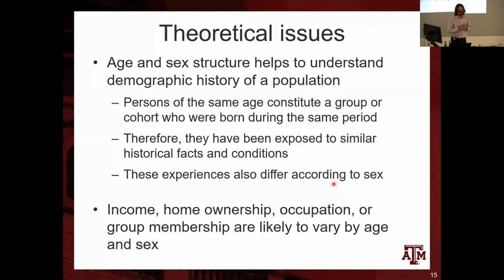And that's related to age. And if I live in a society in which women have much lower opportunities for good jobs and good education than men, that will affect their outcomes a lot compared to women in newer generations, right? Income, home ownership, occupation, or group membership are likely to vary by age and sex. So age and sex structure help us understand several other factors in our society, okay?